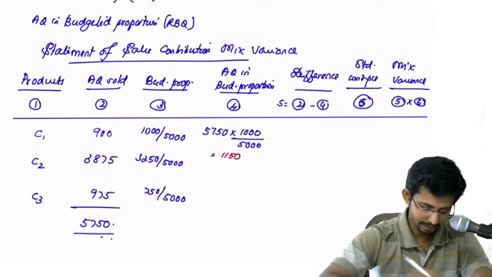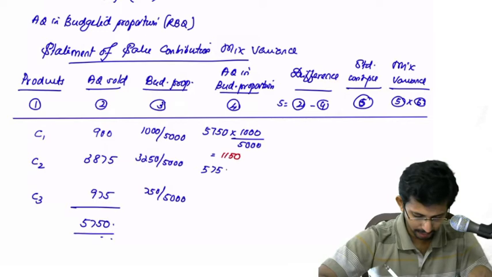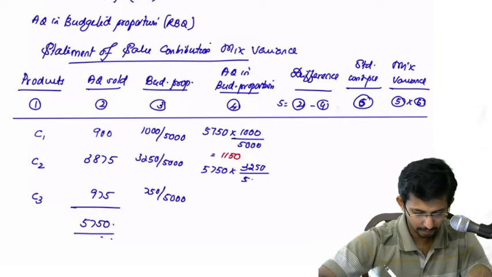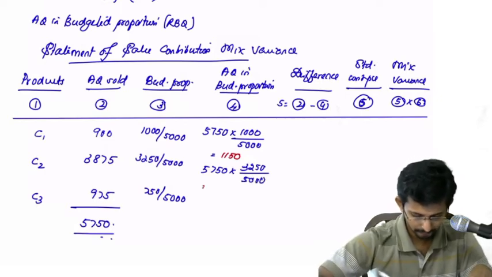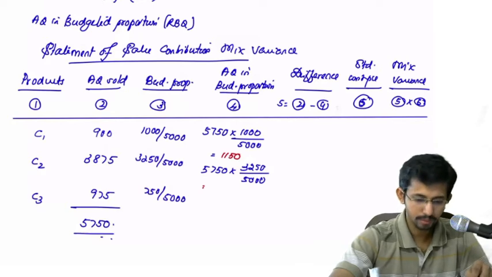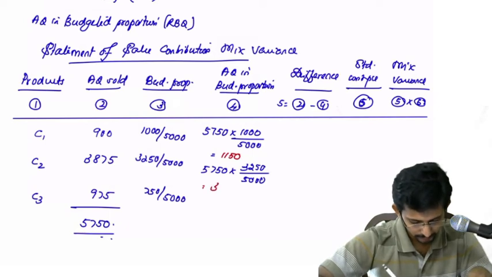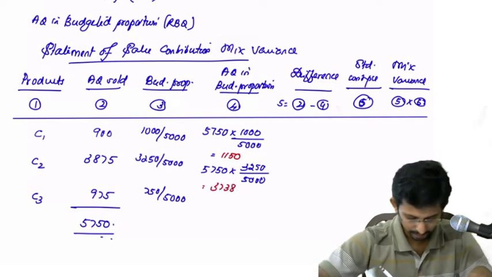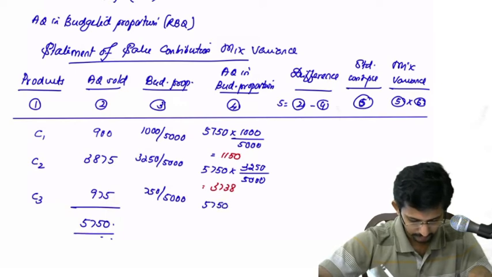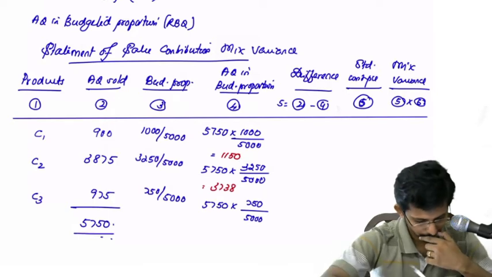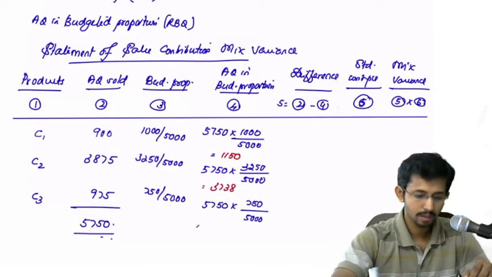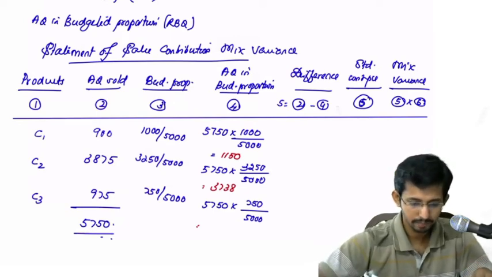Okay, then next, 5750 into 3250 divided by 5000, that will be 3738. Next, 5750 into 750 divided by 5000, that is equal to 862.